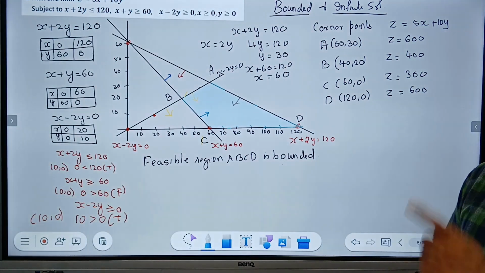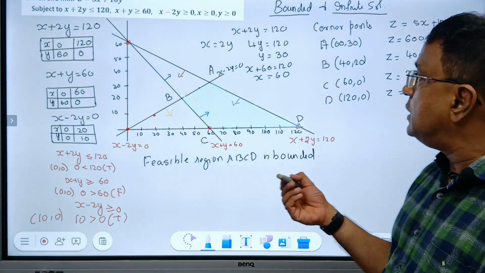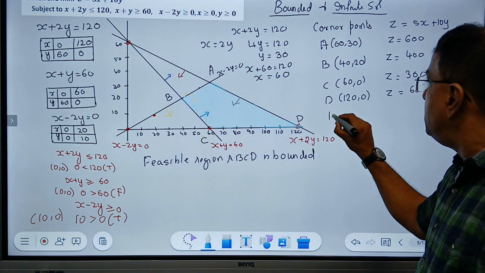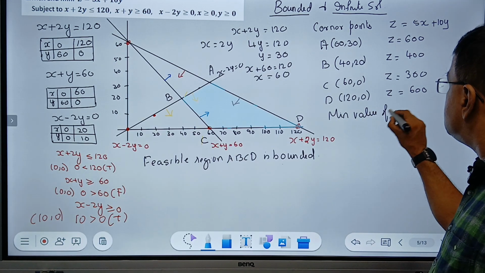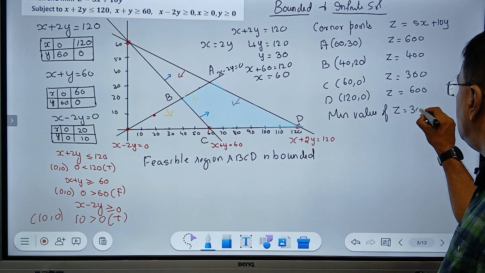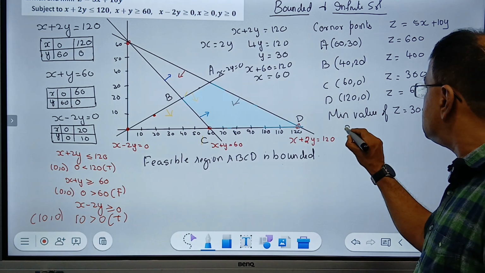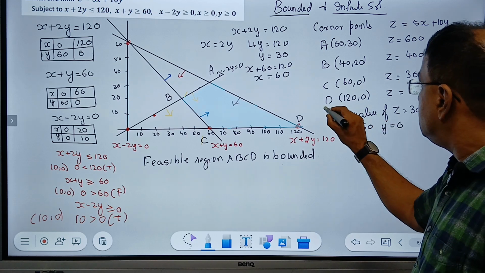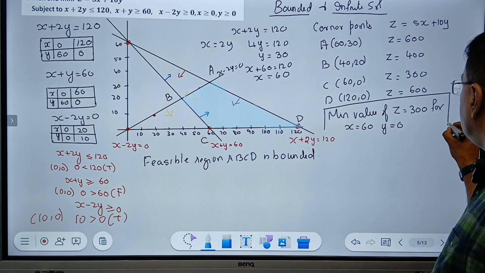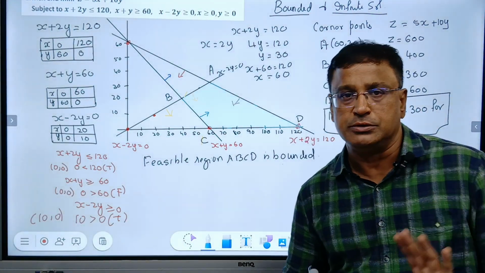Okay. There are two parts to this question. One is maximize, other one is to minimize. So first let me talk about minimize. What is the minimum value of Z? Minimum value of Z is 300, where x is equal to 60 and y equal to 0. So that finishes the minimization problem, which is bounded and has a unique solution.